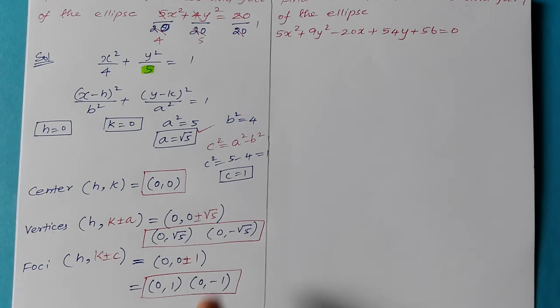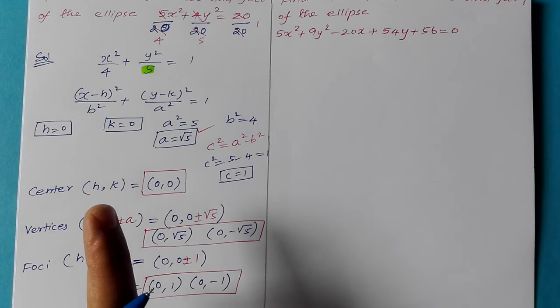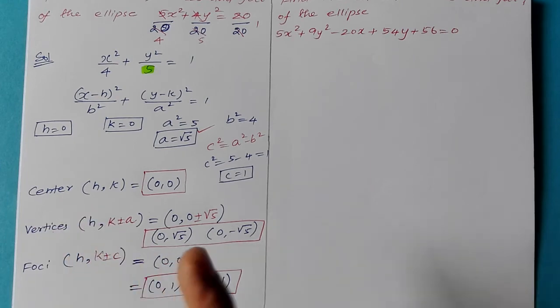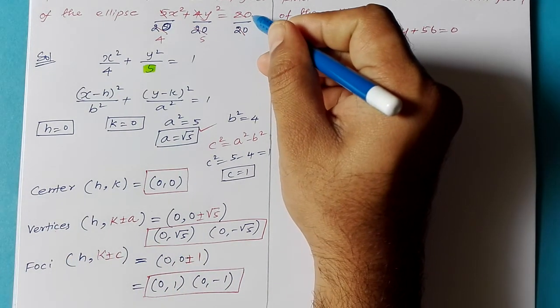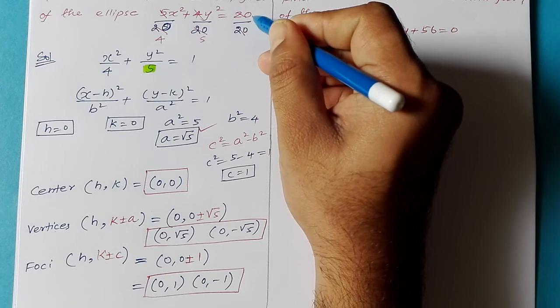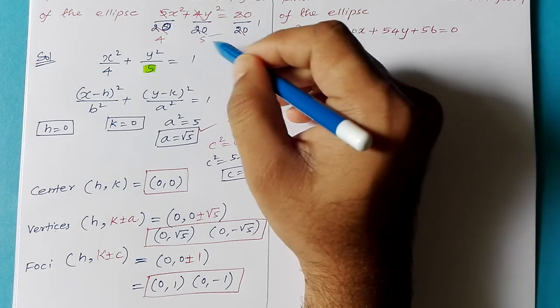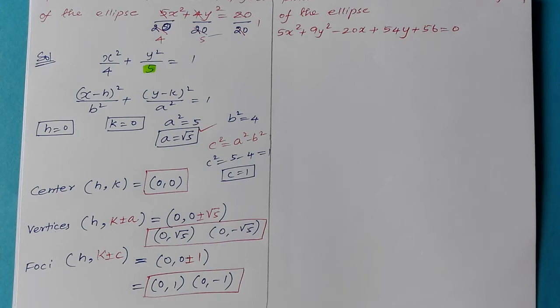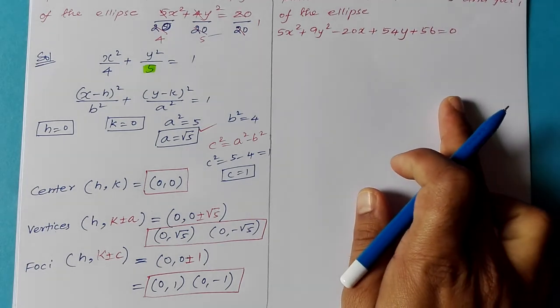Now in the last problem, we have the equation not in the standard form. You have to divide by a number: if it is 20, divide by 20; if it is 60, divide by 60. Here you have to make it a completing square first.